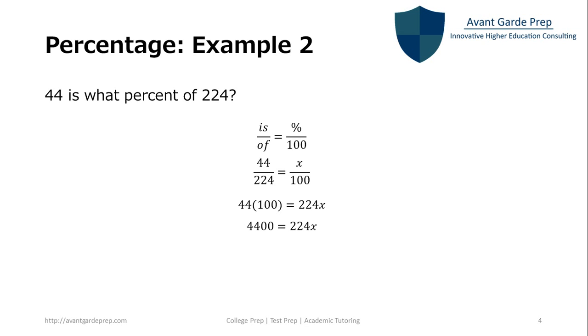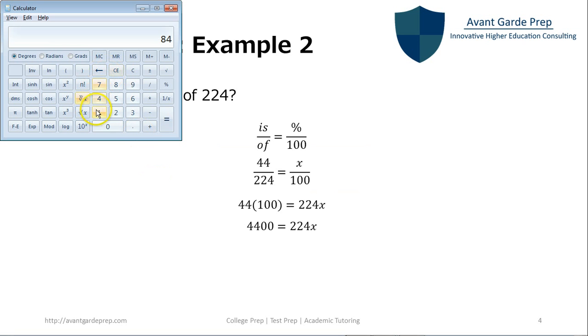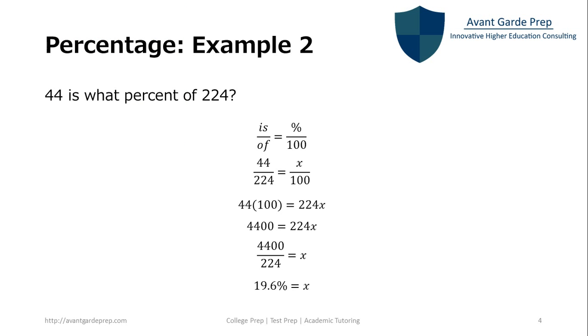What we'll do is pull up our calculator and work this out real quick. 44 times 100 equals 4,400, and now we can divide that by 224. And that equals 19.6428. And so we'll round that to 19.6%. Remember, you want to include that percent because it's asking what percent, and the x is in the percent box. Now let's move on to example 3.